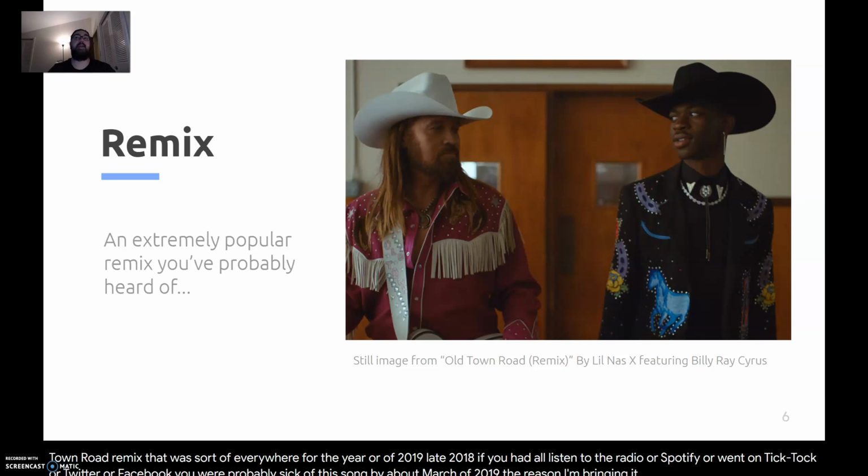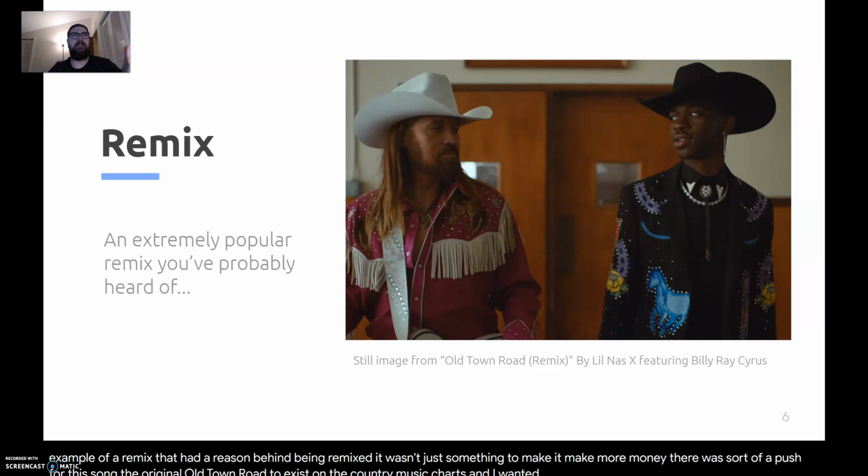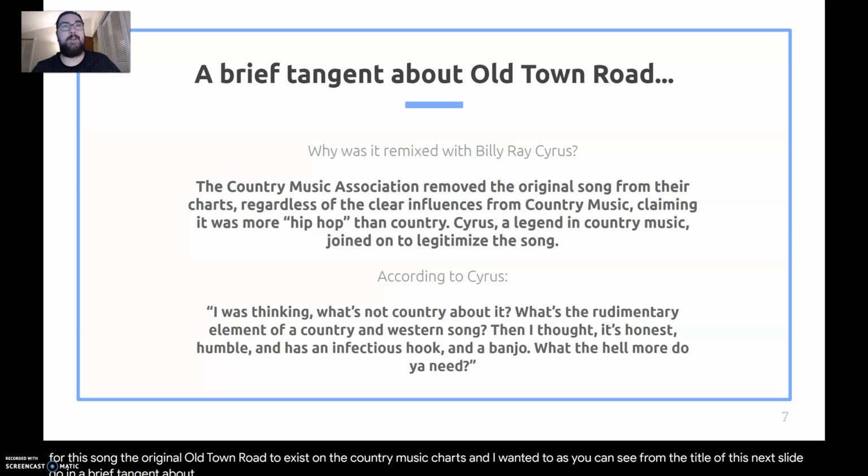The reason I'm bringing it up here is because it is a famous example of a remix that had a reason behind being remixed. It wasn't just something to make more money. There was a push for this song, the original Old Town Road, to exist on the country music charts. And I wanted to, as you can see from the title of this next slide, go on a brief tangent about Old Town Road, and talk about the effectiveness of remix and what remixes are actually capable of doing.